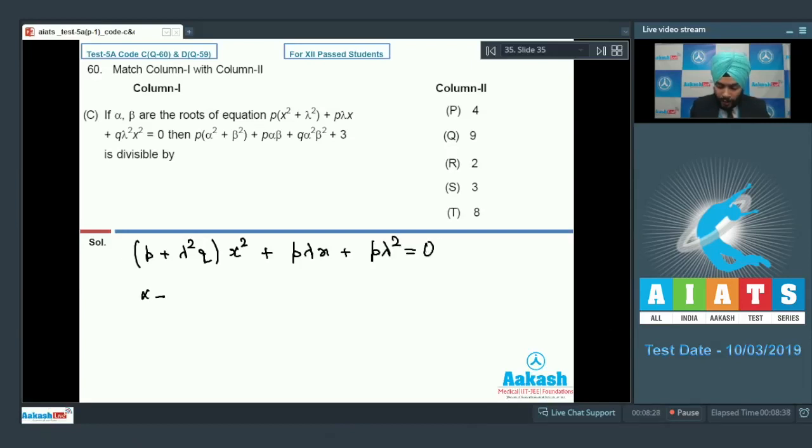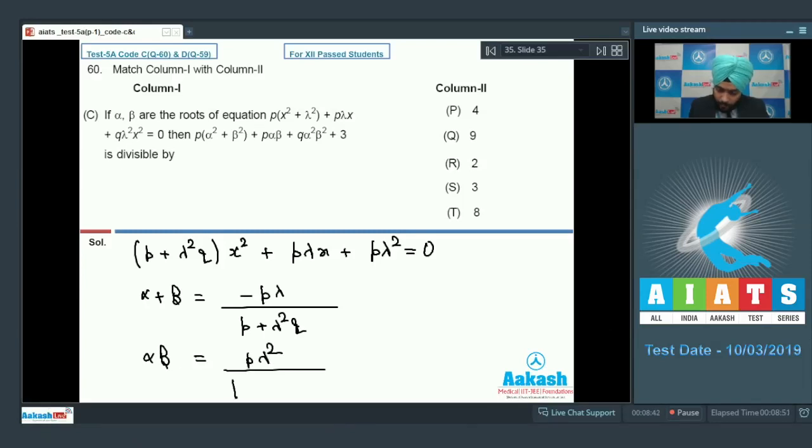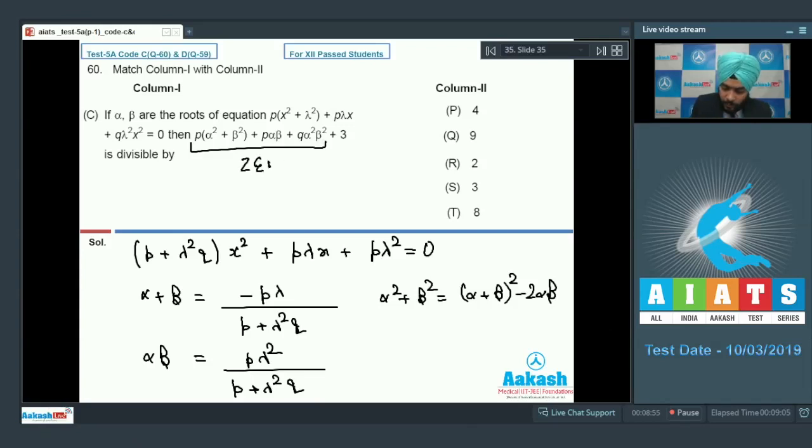What you have to do? You have to put alpha plus beta equal to minus p lambda upon p plus lambda square q. You have to put alpha beta as p lambda square upon p plus lambda square q. You have to put alpha square plus beta square as alpha plus beta whole square minus 2 alpha beta. So as soon as you do this calculation, these three terms are going to vanish. They are 0. So 0 plus 3 is divisible by only S. So C matches with S. Okay. Let us move on to the last part.